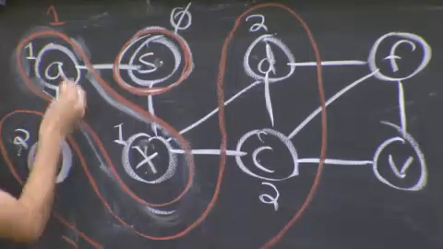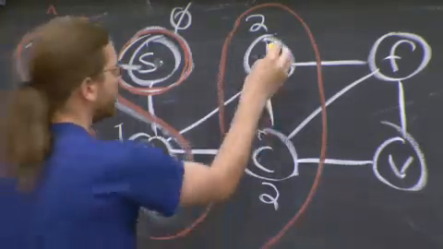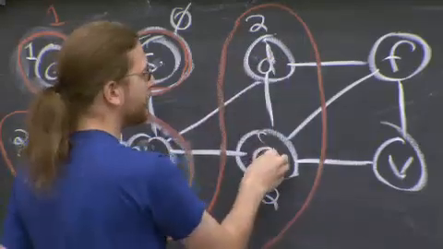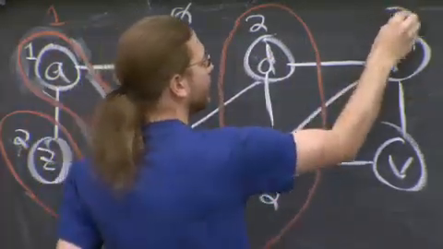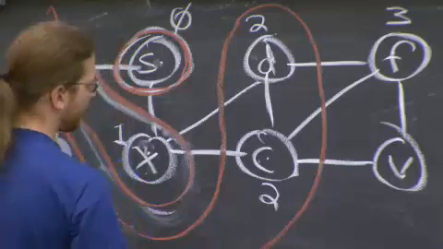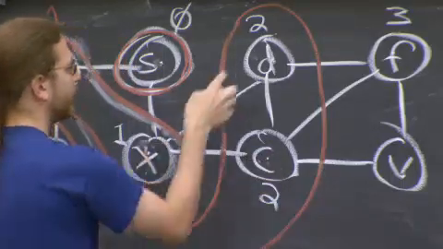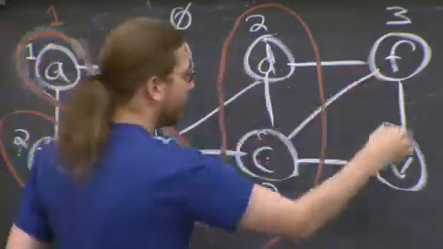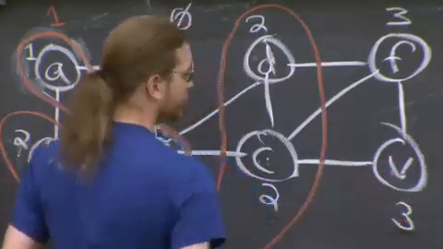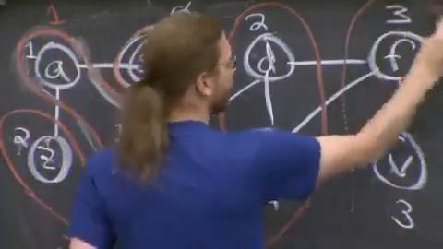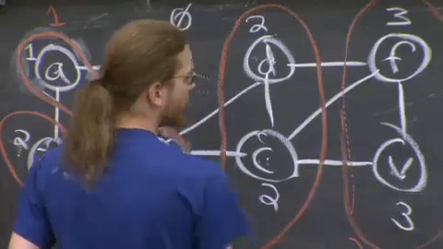Okay, then we look at all the neighbors of Z. There's A. A's already been set. Look at all the neighbors of D. There's X. There's C. Those have been set. There's F. So this one gets added. Then we look at C. There's X. That's been done. D's been done. F's been done. V has not been done. So this becomes the frontier at level 3.